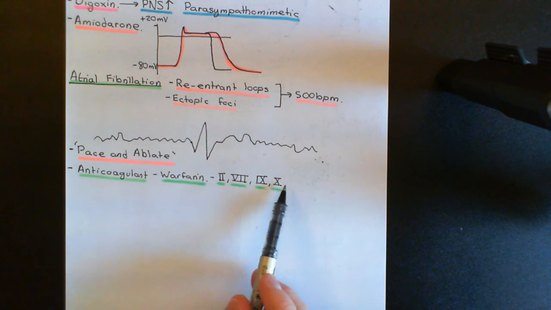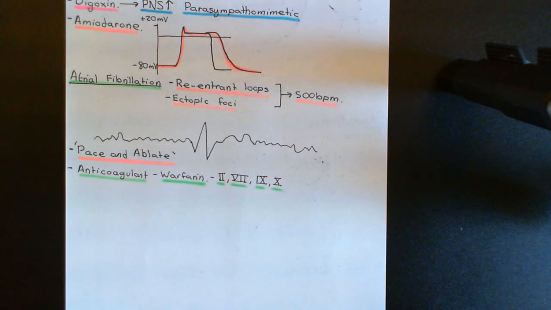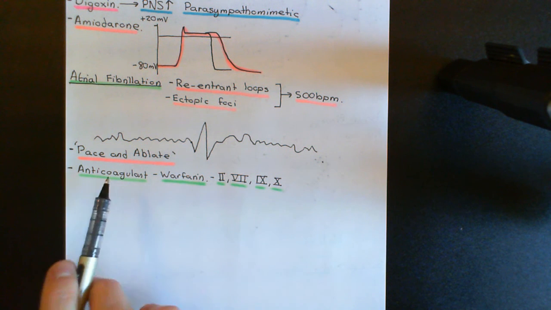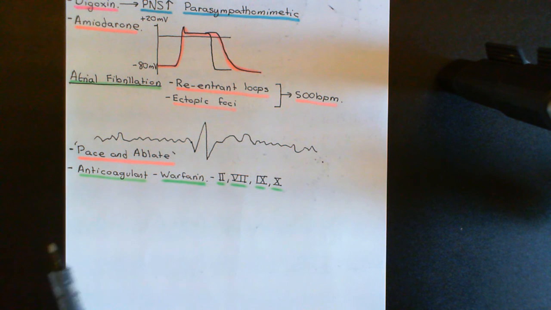Okay, so coagulation won't occur without these coagulation factors, and hence you're not going to get thrombosis occurring on the walls of the atria in people with atrial fibrillation. So if you've got someone with atrial fibrillation, they will be on an anticoagulant to prevent thrombosis occurring from within the walls of the atria.